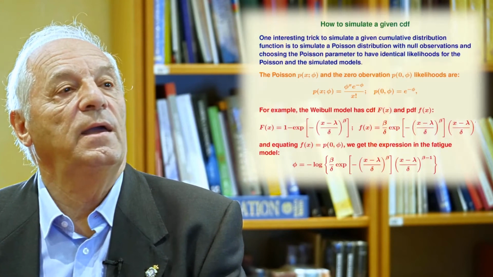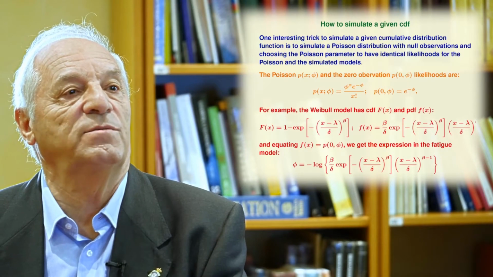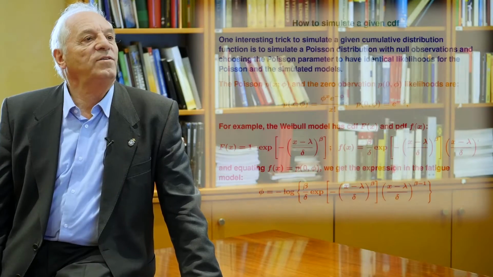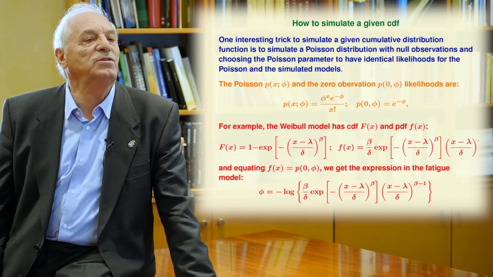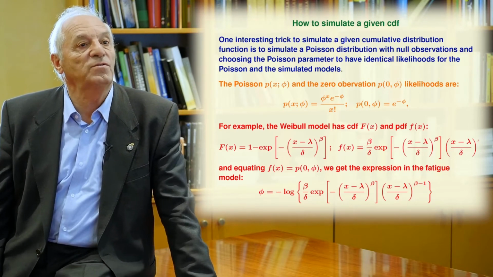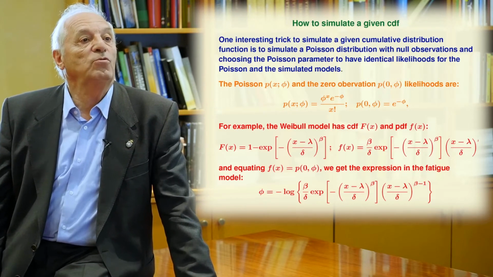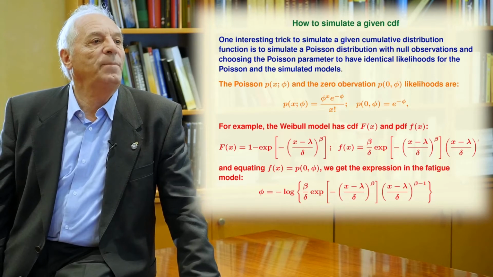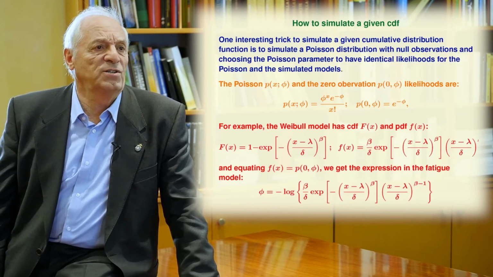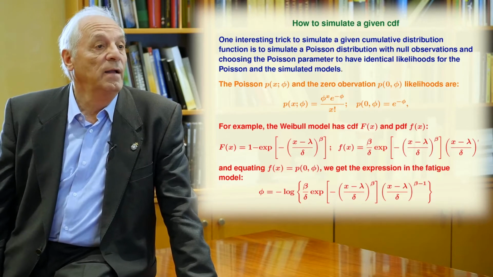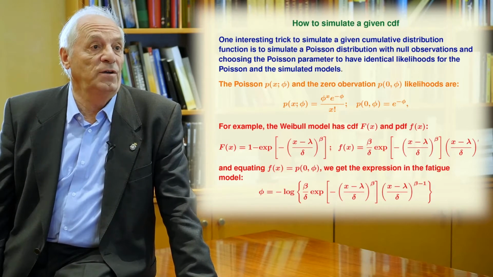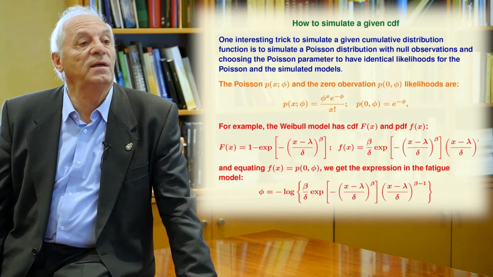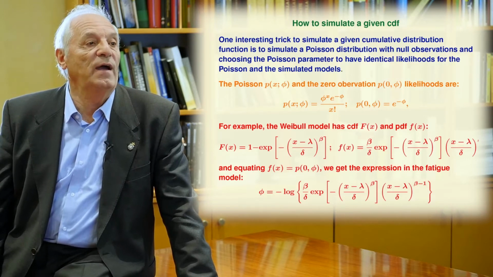We explain how to simulate any given cumulative distribution function, because in OpenBUGS we can simulate only a few distributions. One interesting trick to simulate a given cumulative distribution function is to simulate a Poisson distribution with null observations and choose the Poisson parameter to have identical likelihood for the Poisson and the simulated models. The Poisson Px of theta and the zero observation P of 0 theta likelihoods are the ones in the first equations. If we make theta equal to 0, you get the P0 phi, which is e to the minus phi.